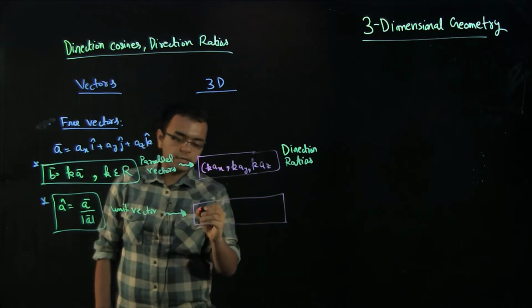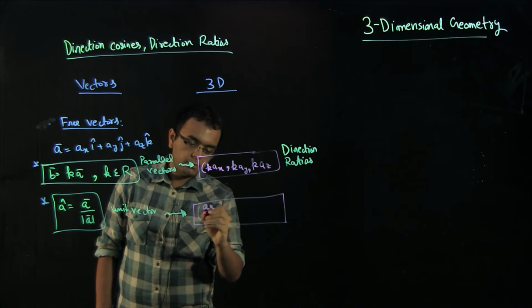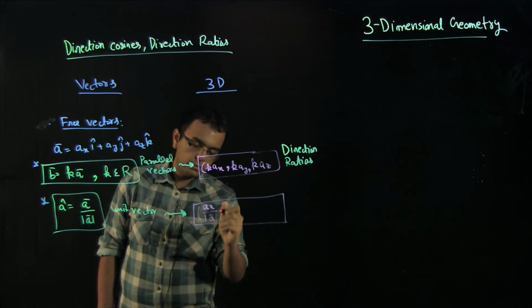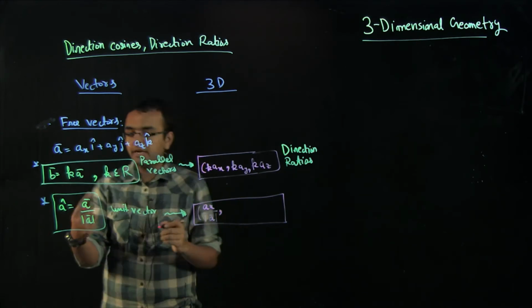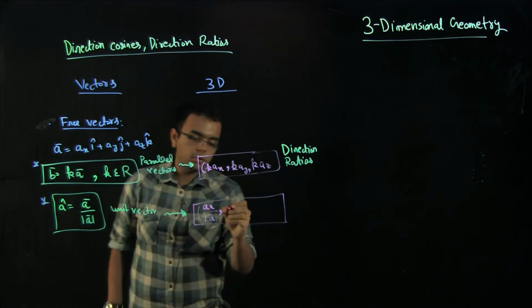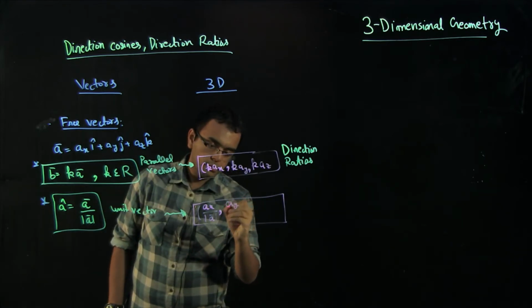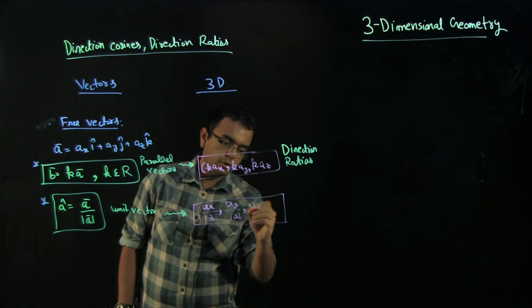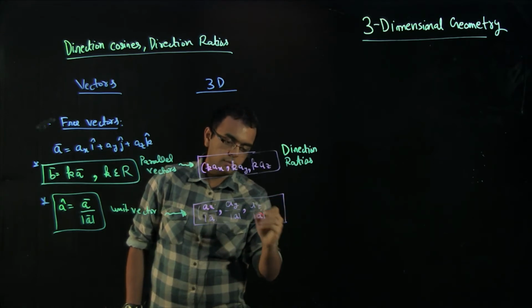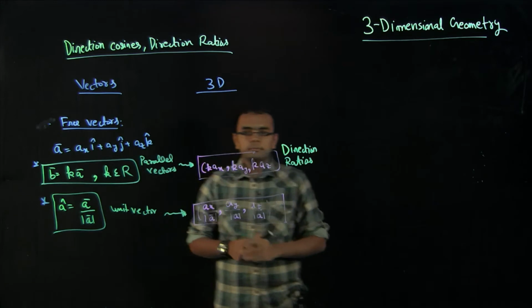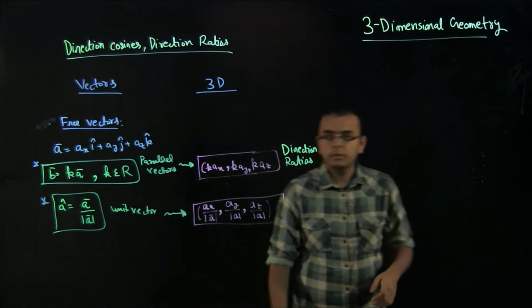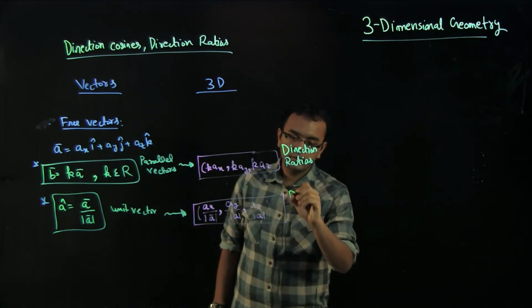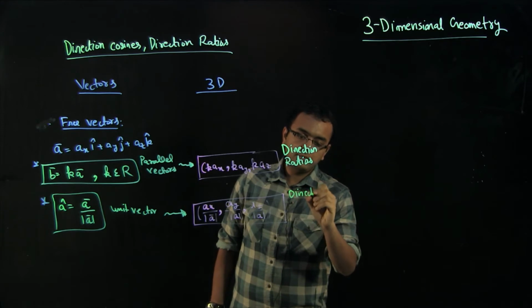What will be the direction cosines? They will be Ax by mod of A, and again write down the ijk components, Ay by mod of A and Az by mod of A. So these are nothing but direction cosines. So why do we call them direction cosines?